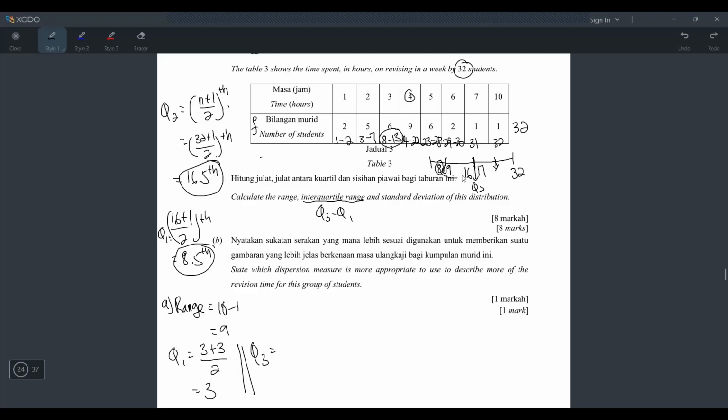8 how to become 16? Plus 8, right? So how do you think I will get this value? 16 plus 8, which is 24. It means your Q3 will be in between 24 and 25.